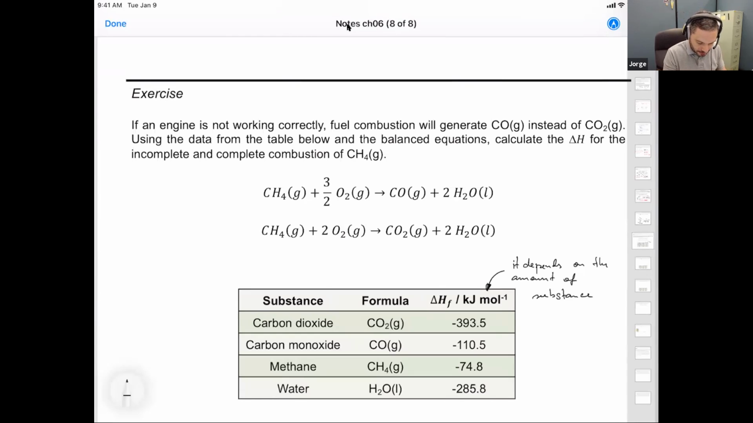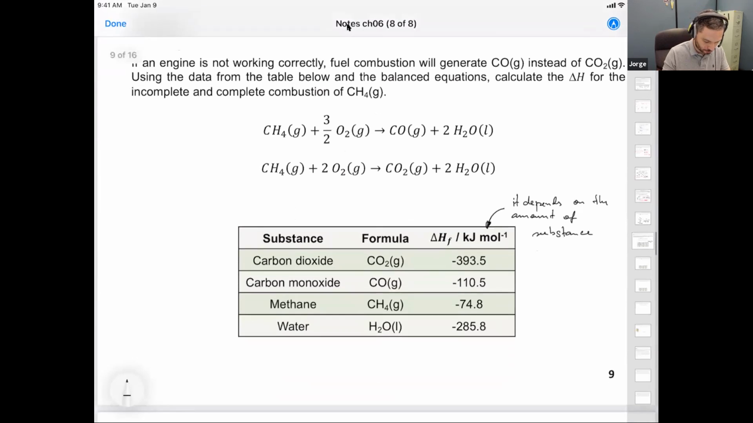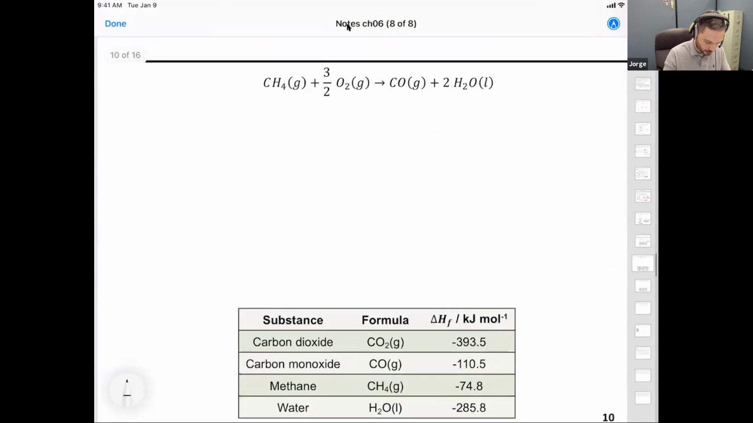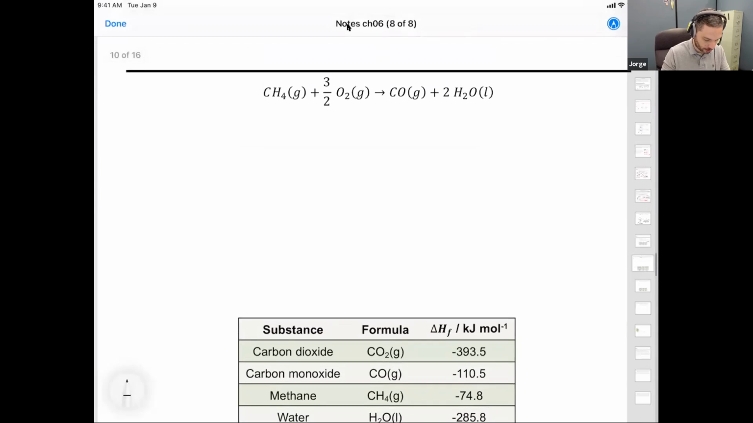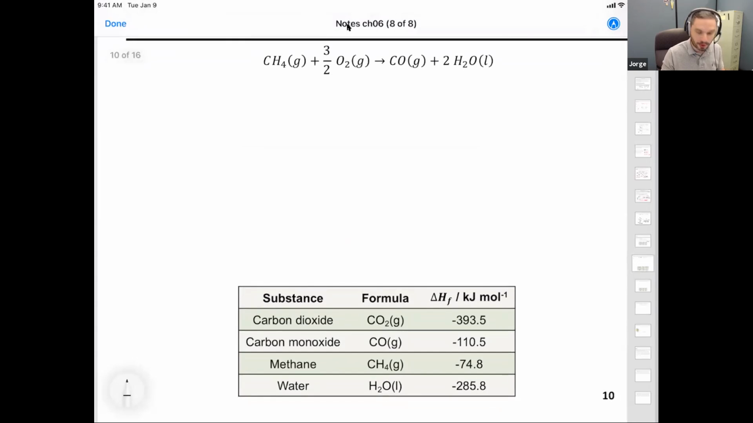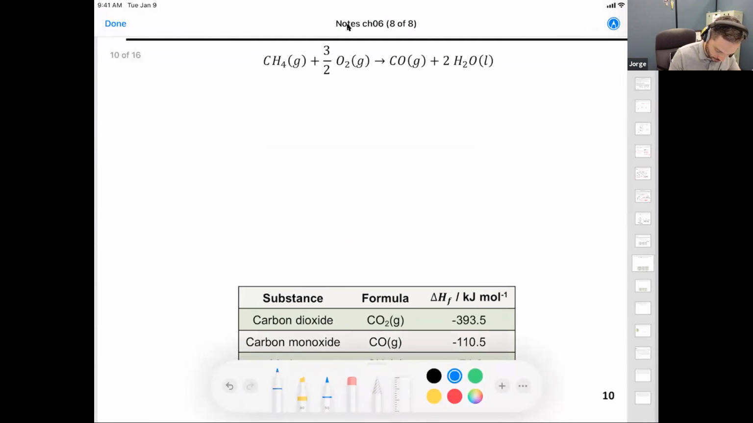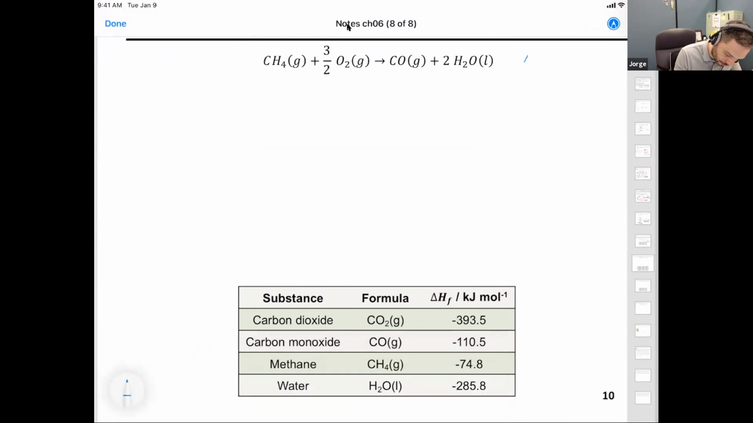Okay, so let's start tackling the first reaction, which is the incomplete combustion. So it is right here. Let's see how we can use the delta H of formation to help us extract the delta H for the reaction. Our goal here is to determine the delta H for the incomplete combustion first.